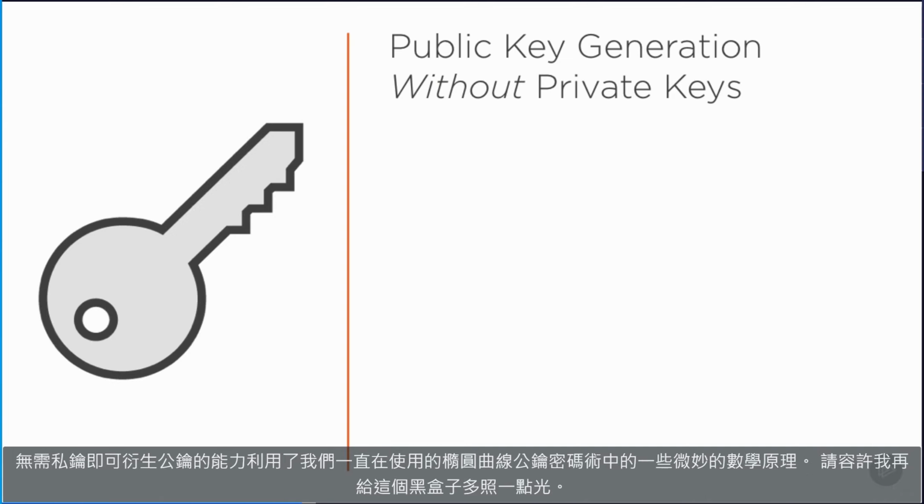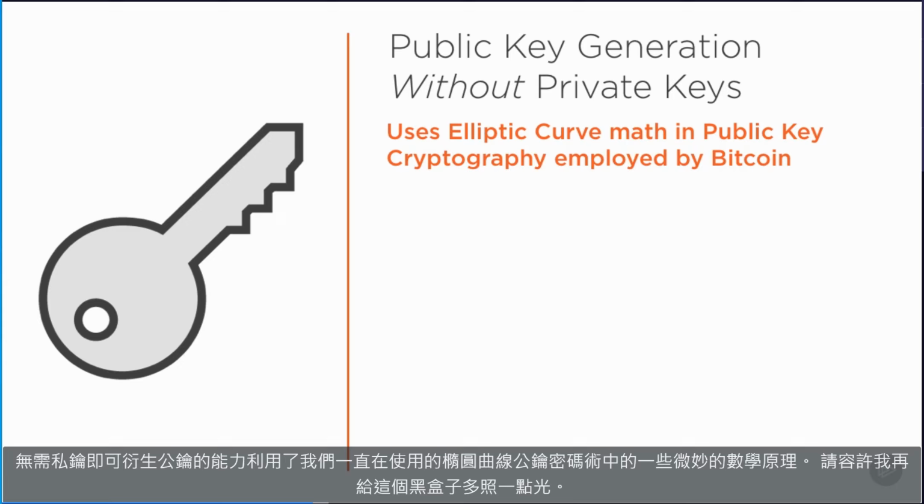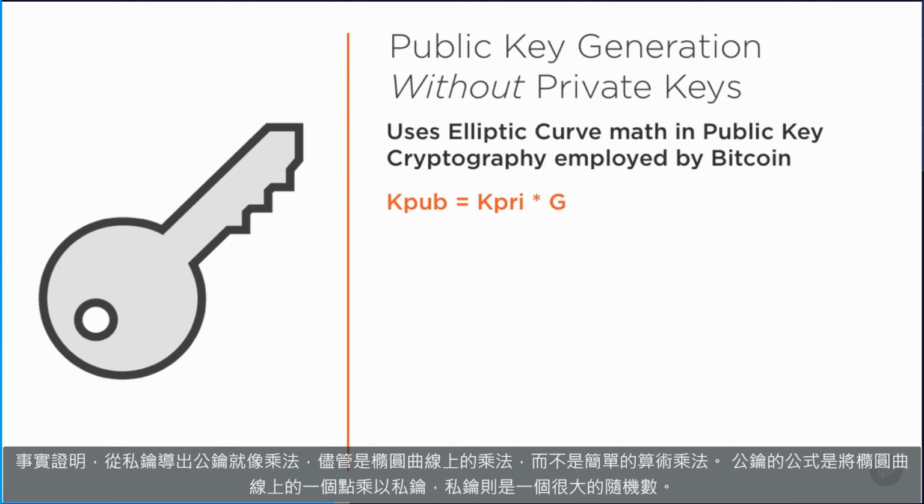The ability to derive public keys without a private key takes advantage of some subtle math inside the elliptic curve public key cryptography we've been using. Permit me to shine a little more light into this black box. It turns out that deriving a public key from a private key is like multiplication, although multiplication over an elliptic curve, not simple arithmetic multiplication.